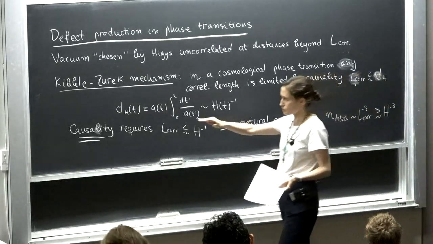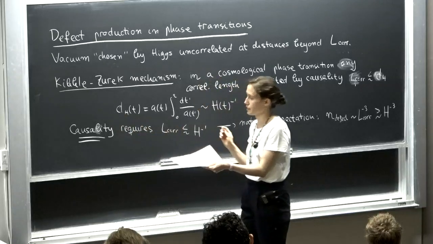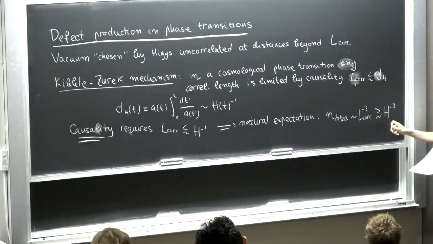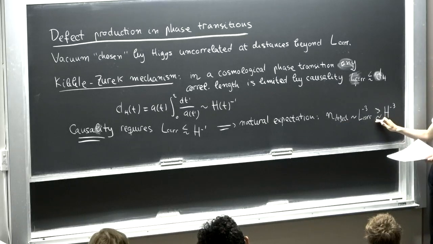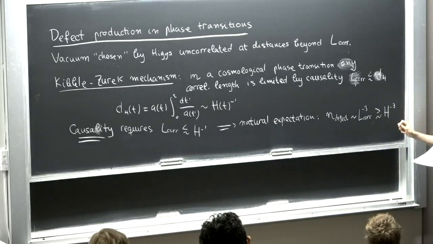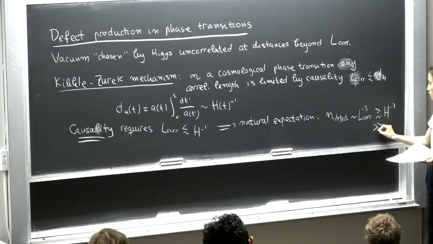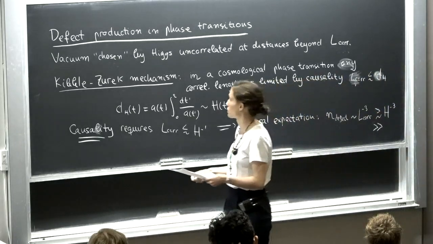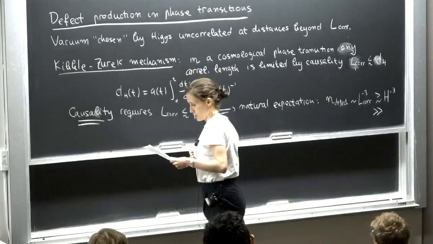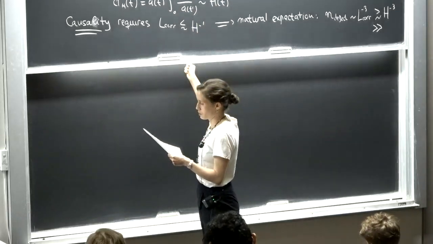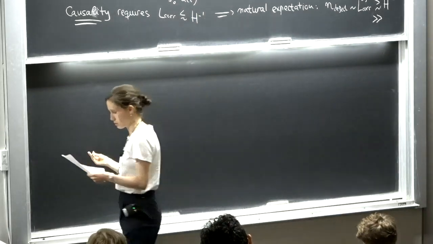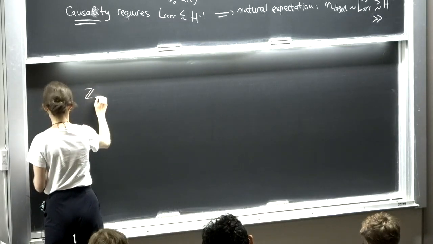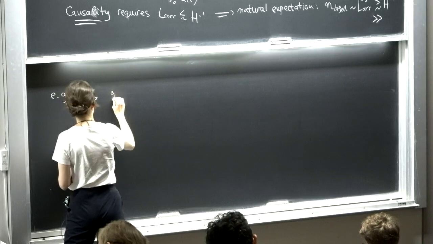Zurek actually went back to this, and he showed that this is a severe lower bound. For example, in cases where the transition is first order, this can be a lot bigger than one per volume, but at the very least one per volume. So let me illustrate how that may look. Let's go back to the example of a Z2 global symmetry.